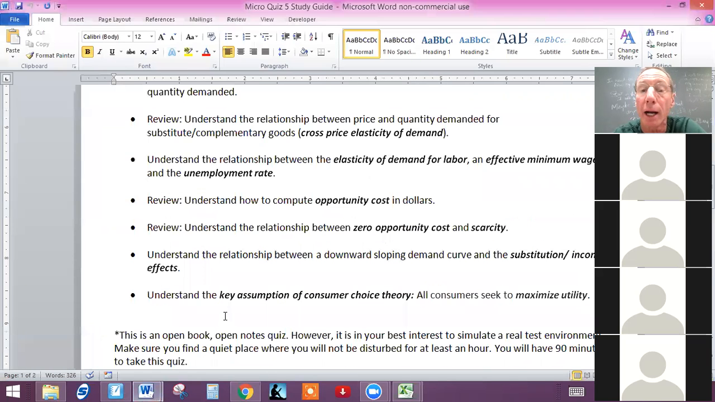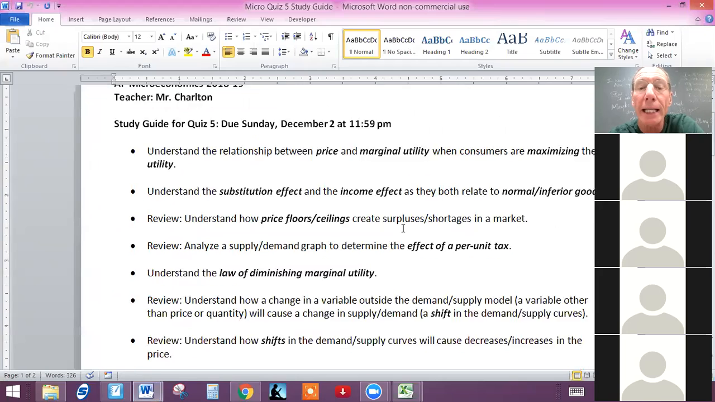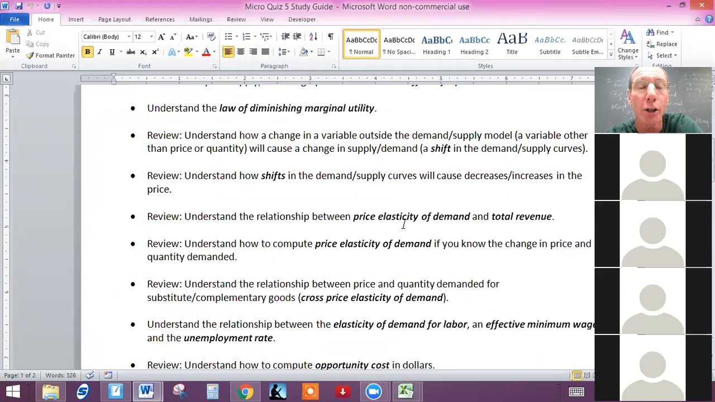Keep going with that. Now, this is just very straightforward. One of the key assumptions of consumer theory is that all consumers want to get the most out of their money that they can. They want to maximize the utility that they get from their income. That's just what we assume, a basic assumption. So does anybody have any questions on anything for this quiz? I expect you all to get 100, okay?